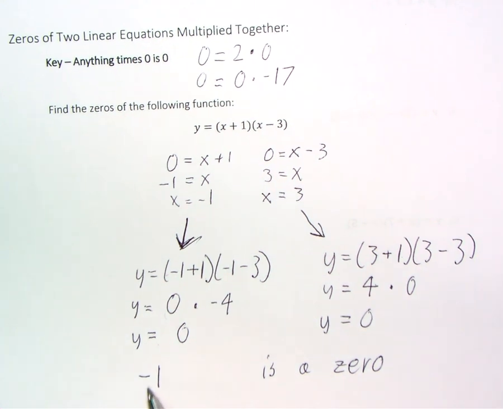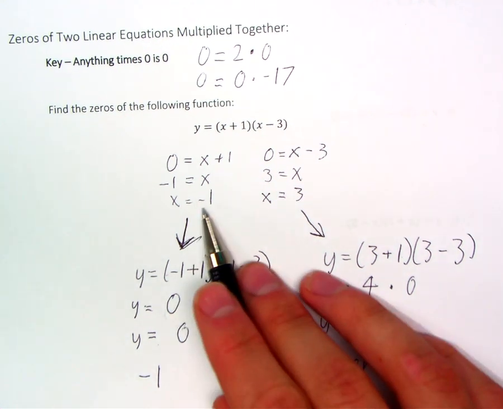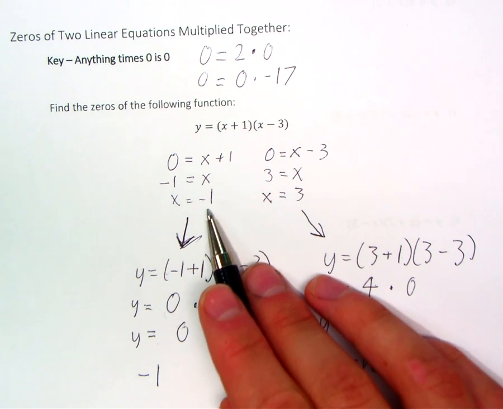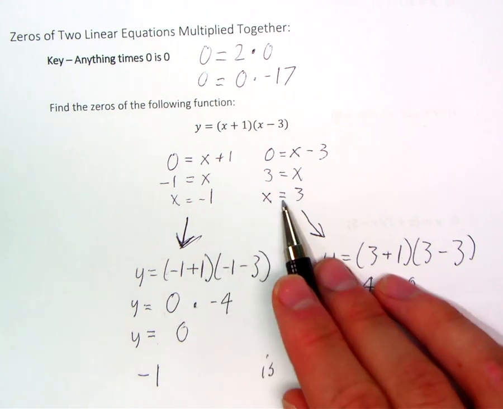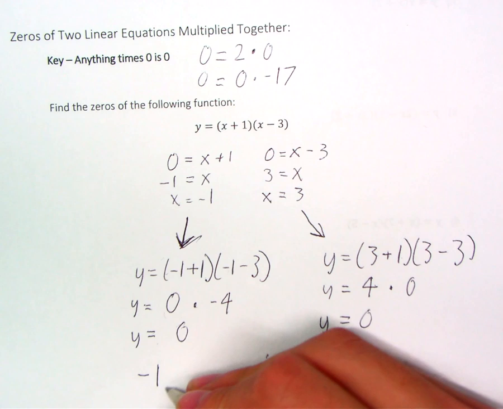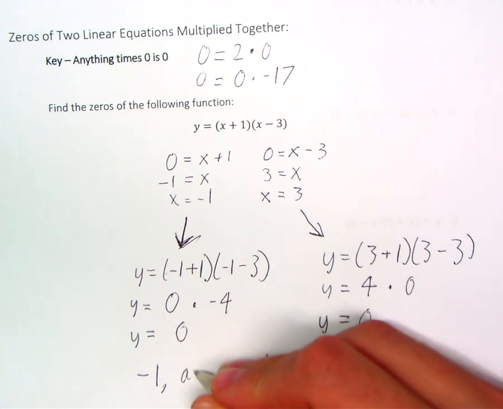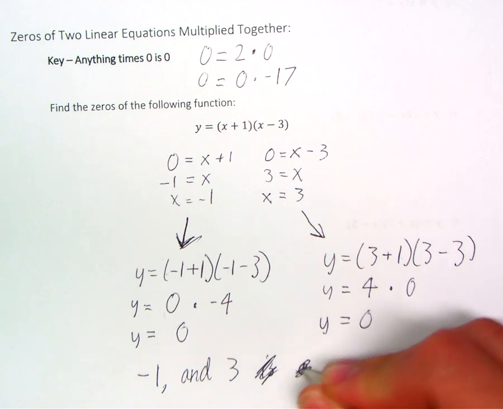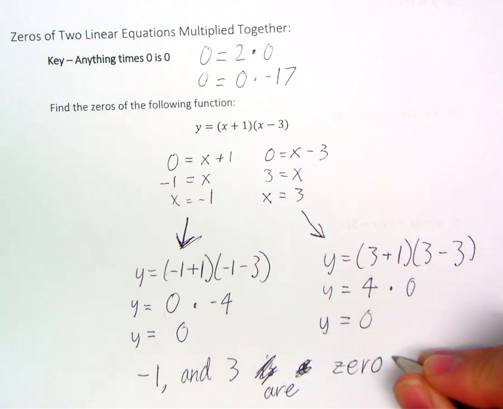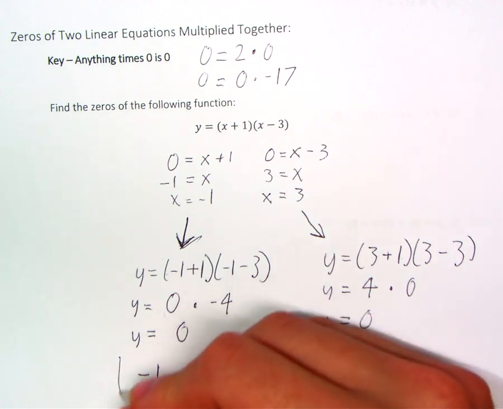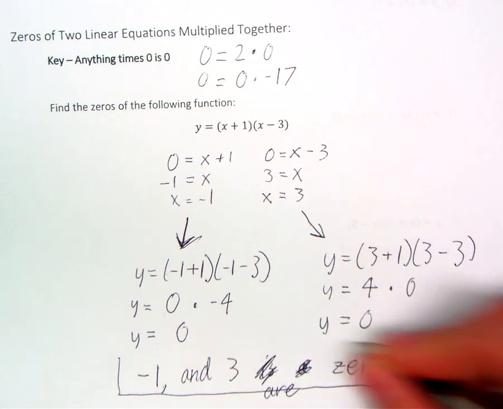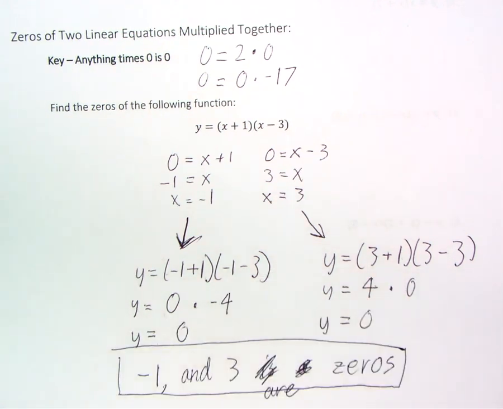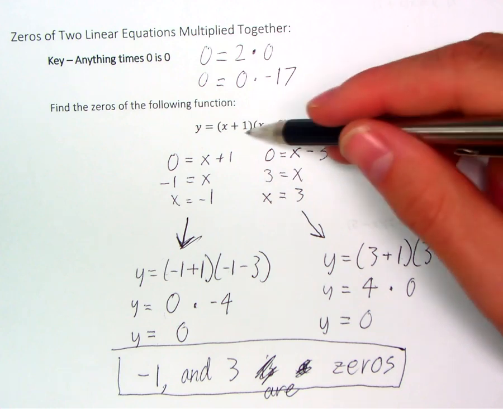So negative 1 is not our only 0 here. It's not the only x value that makes y equal to 0. Negative 3 is a 0 too. So I've got to actually say negative 1 and positive 3 are zeros. I've got 2 zeros here, one for each of these linear equations.